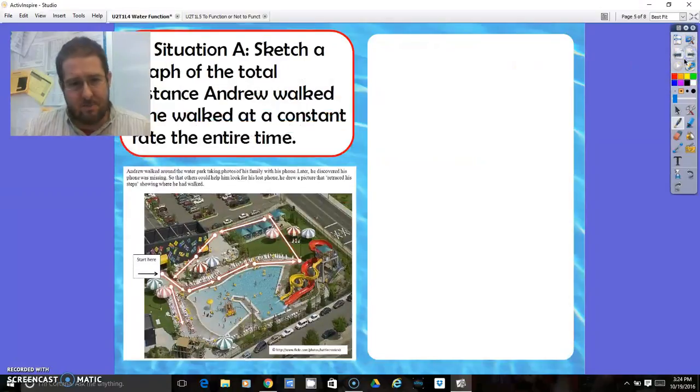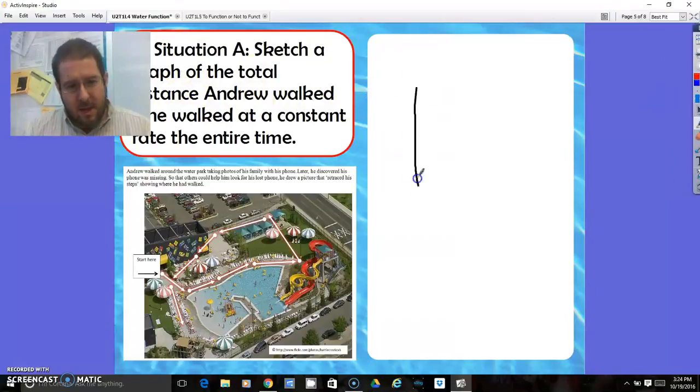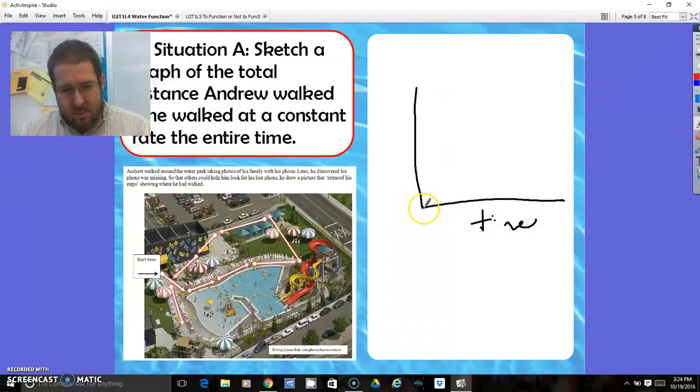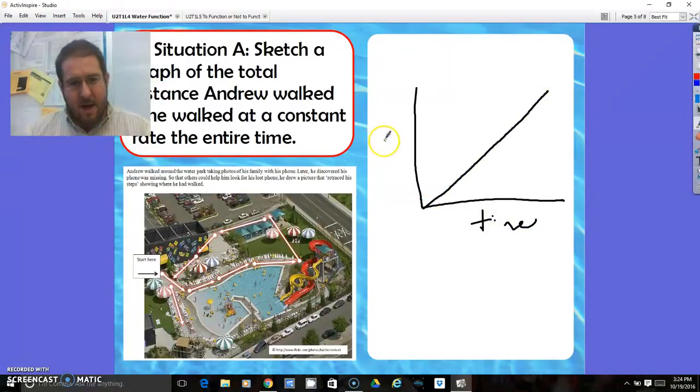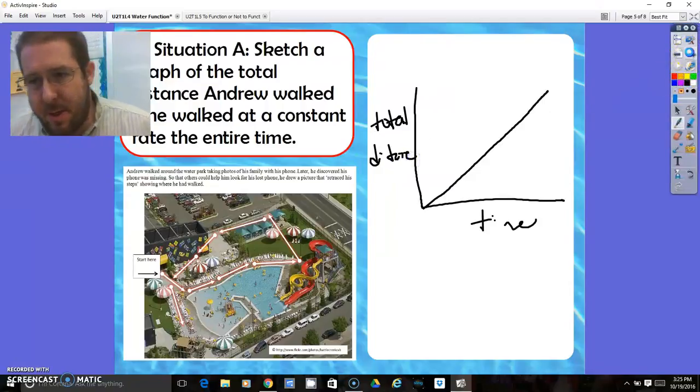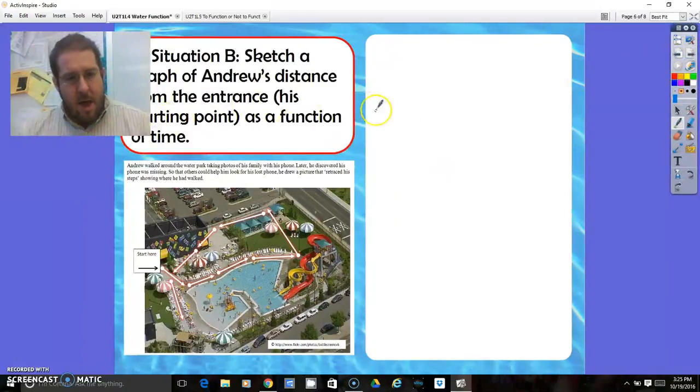That's my justification. All right, sketch a graph for the total distance Andrew walked if he walked at a constant rate the entire time. So this would be his distance, and this would be time, and his distance would have increased the entire time at a constant rate. Because no matter if he's walking backwards or forwards or sideways or left, it doesn't matter because his total distance is always increasing at a constant rate.